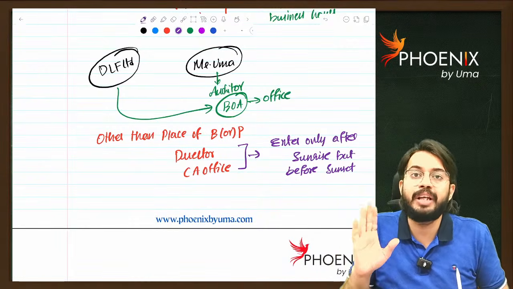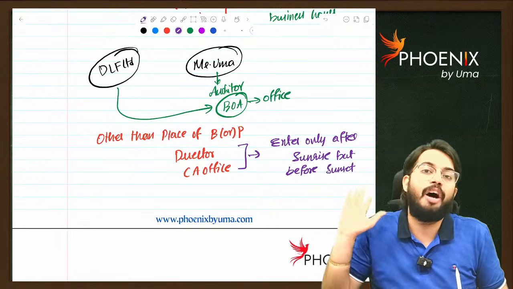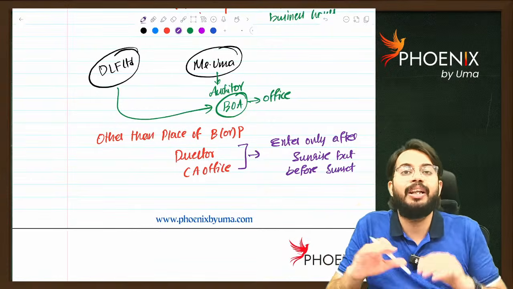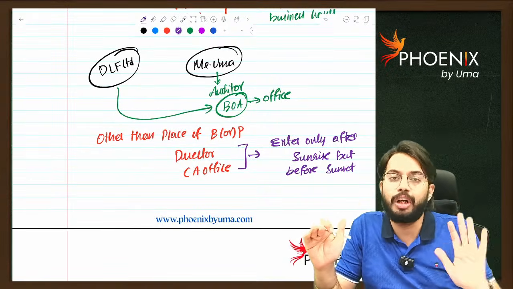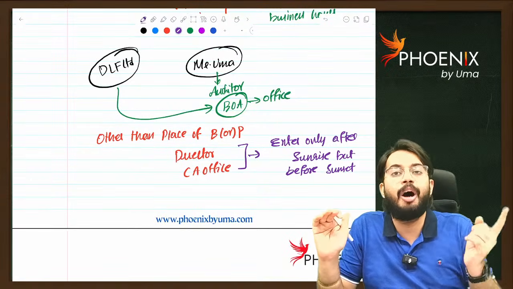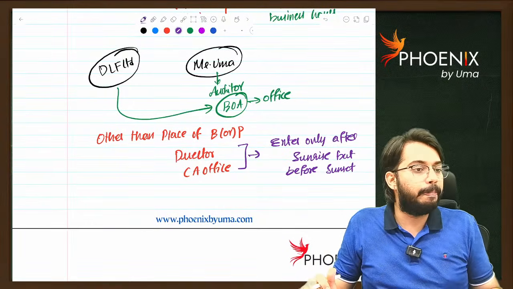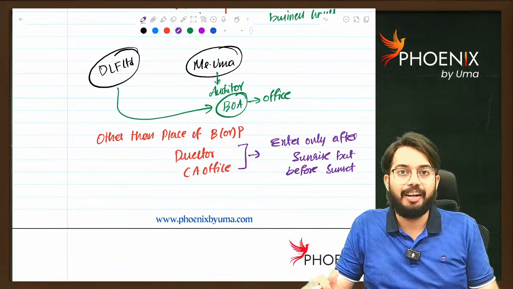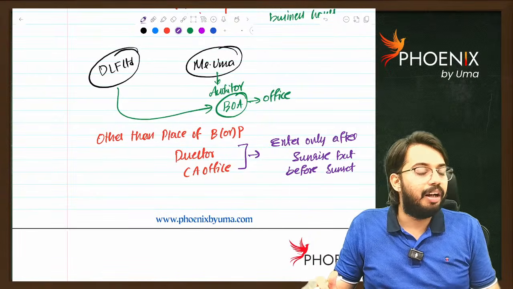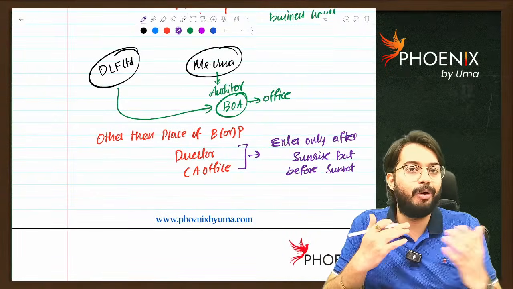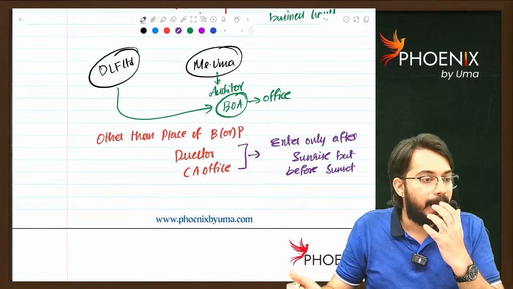If they wanted to do survey, they should come tomorrow morning after sunrise. Are you able to understand? So other than place of business or profession, if they wanted to do survey, they should come after sunrise but before sunset. Are you able to understand? I hope you are understanding. I believe we both are in sync. Am I correct?